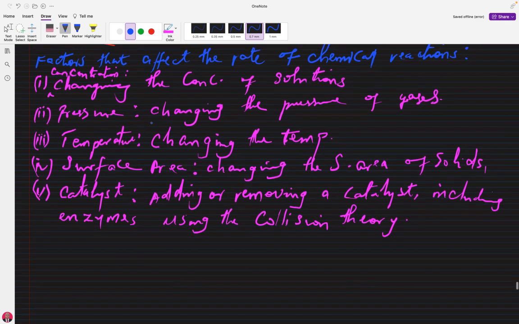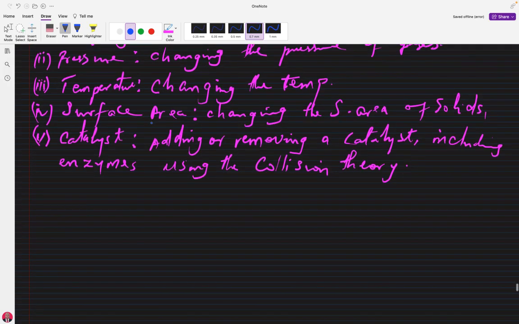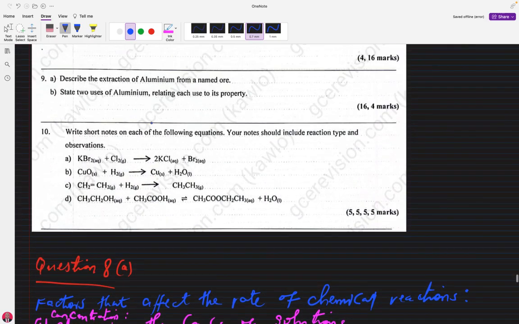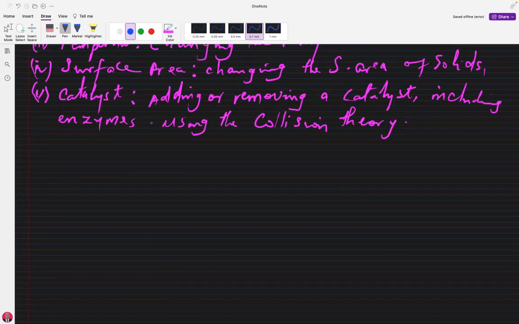So now, we are starting with concentration, and that is the 8B part of it. Our first factor was changing the concentration of a solution. How does concentration affect the rate of reaction?